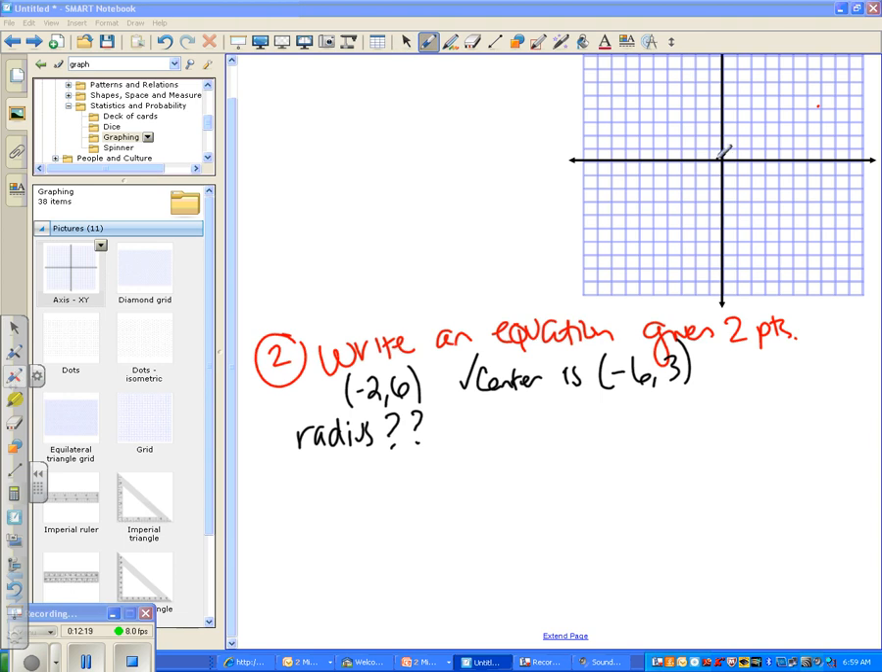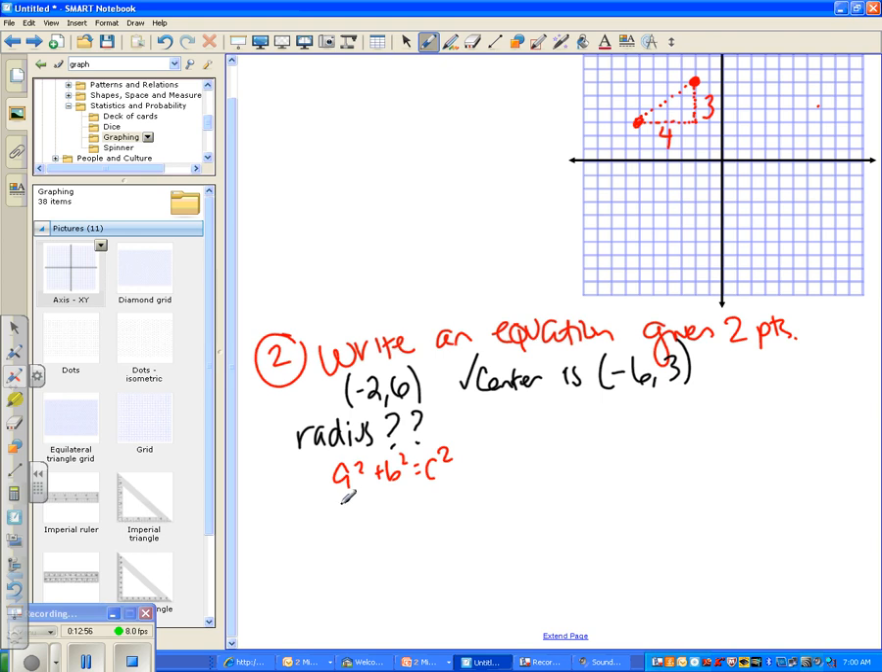So negative 2, 6. Negative 2, 1, 2, 3, 4, 5, 6. There's 1 point. And then the center is at negative 6, 4, 5, 6, positive 3: 1, 2, 3. Now we can't just count. You can't count diagonally, but I can make a triangle and count horizontally and vertically and use a squared plus b squared equals c squared. If you want to do the distance formula, you're more than welcome to do it. But I can count that for this right triangle, it has a side length of 1, 2, 3. And for this side, I have 1, 2, 3, 4.